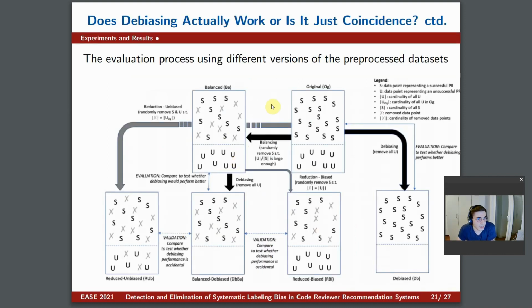And then we ask ourselves, does debiasing actually work, or was it just coincidence? To analyze this, we divided our datasets into several subsets. This is our original dataset, and then we do balancing to simulate a real-world environment. Then there is reduced unbiased, when we randomly remove unsuccessful pull requests and also successful pull requests. Balanced debiased is when we only remove unsuccessful pull requests. And reduced biased is when we only remove successful pull requests. And the number of removals here is equivalent to the number of unsuccessful pull requests.